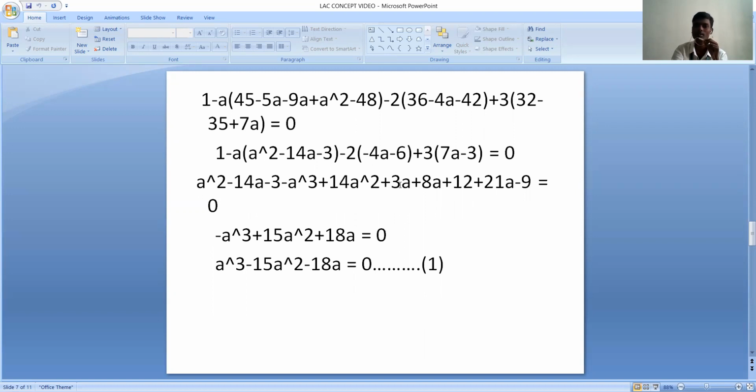Next, minus 1 into minus 2 into 4, 8a; minus 1 into minus 2 into 6, 12; plus 3 into 7a, 21a; plus 1 into minus 3 into 3, 9 is equal to 0.